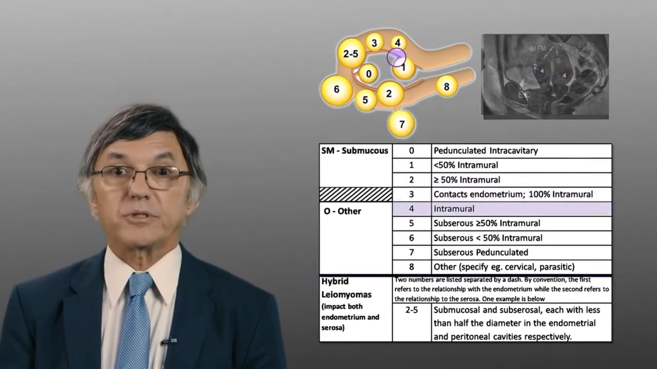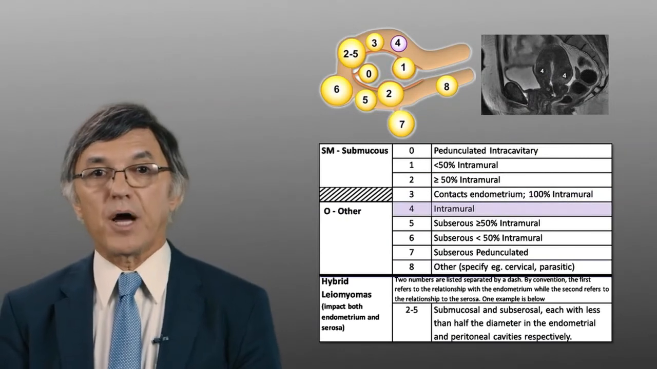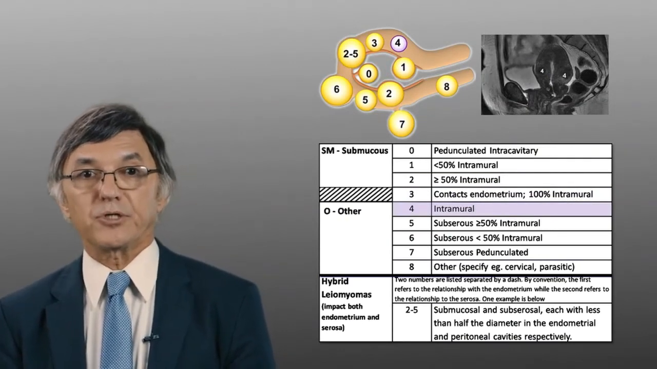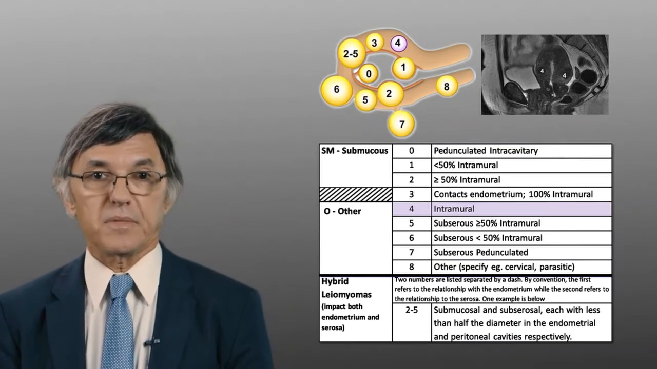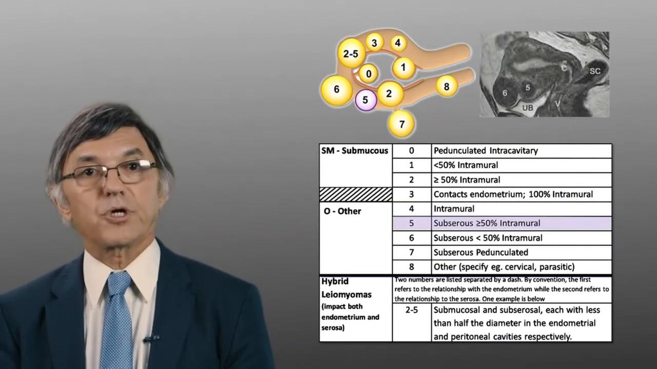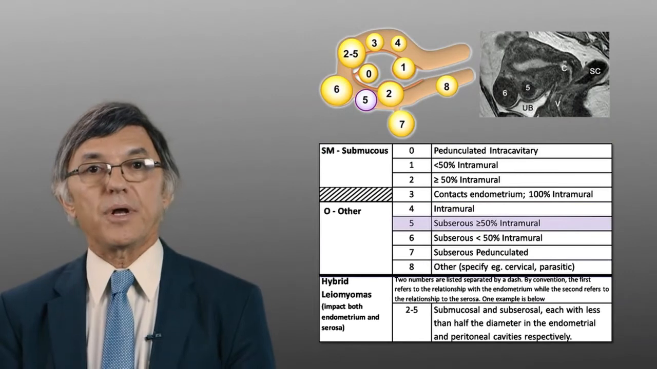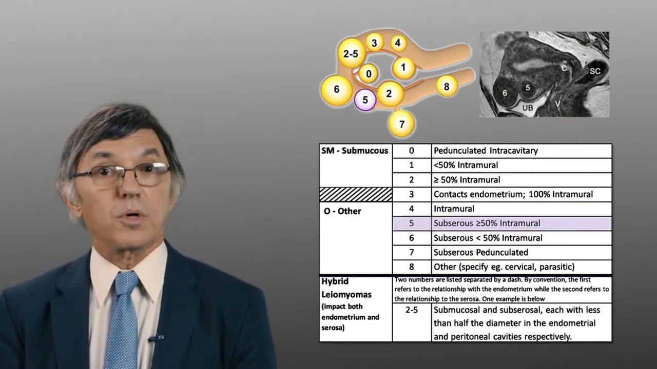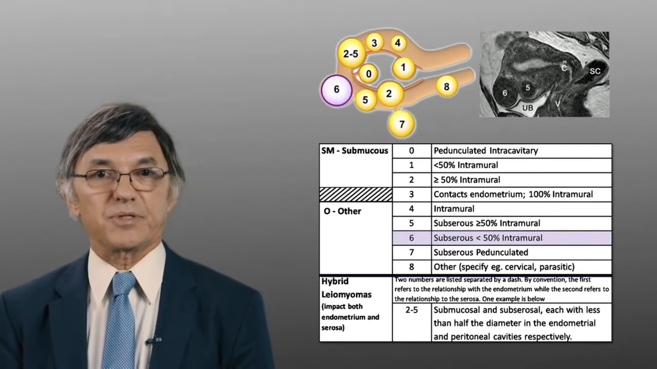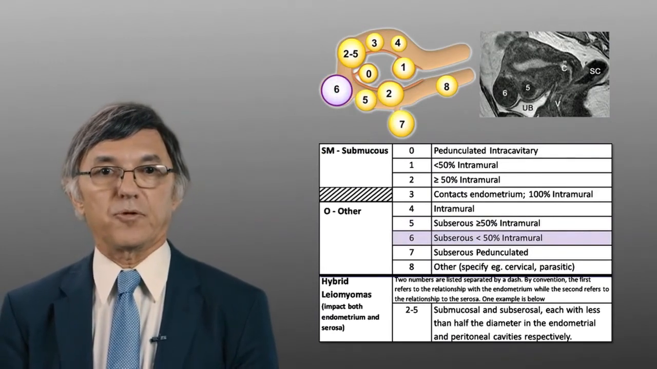Type 4 leiomyomas are intramural, with some amount of myometrium existing between the inner margin and the endometrium and between the outer margin and the uterine serosa. Type 5 leiomyomas are in contact with the uterine serosa but have at least 50% of the largest diameter in the myometrium, while type 6 tumors have less than 50% of the diameter located in the myometrium.